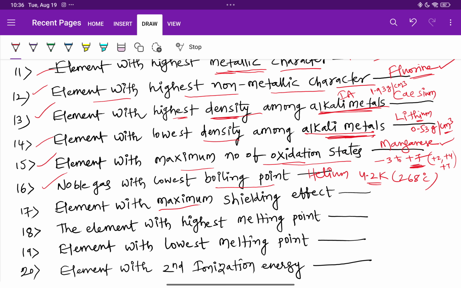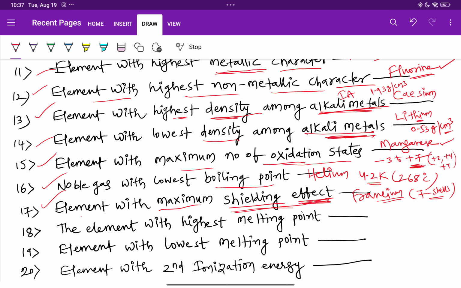Next, element with the maximum shielding effect. You know very well, shielding effect is nothing but inner electrons protecting the valency electrons from the nuclear attraction. We discussed already in ionization energy. So 17th question, element with the maximum shielding effect, that is very clear, francium, because the total number of shells in francium is 7, so 6 inner shells are there.